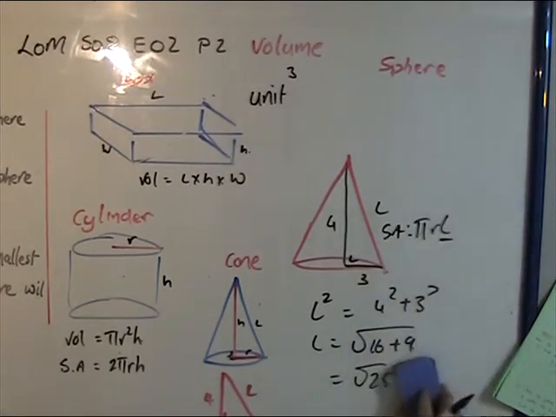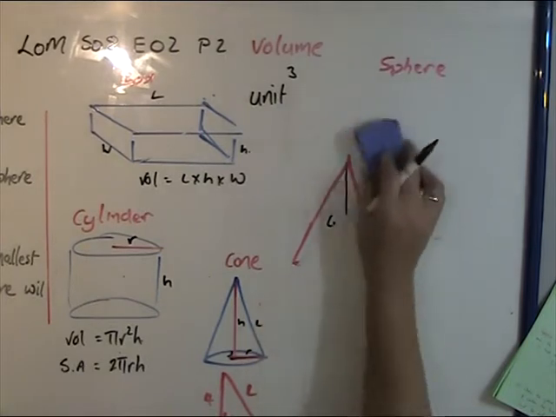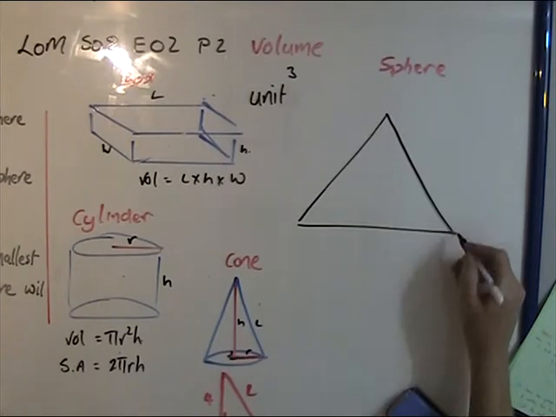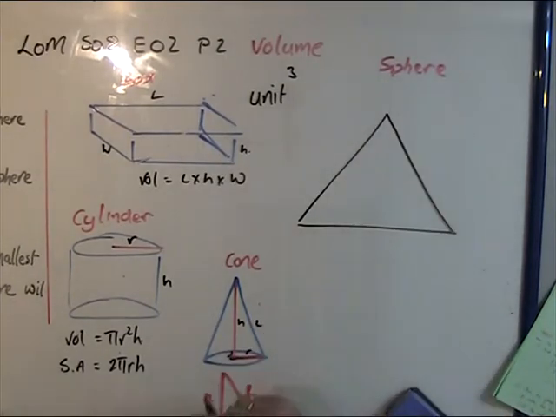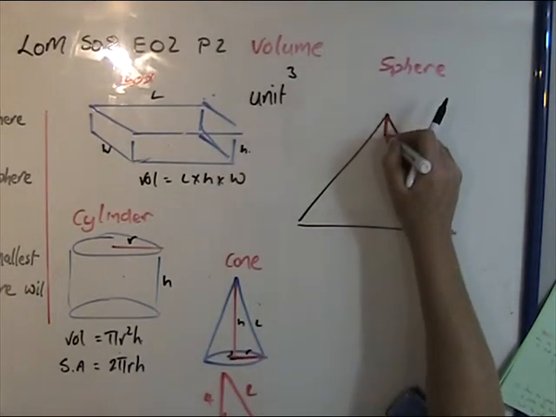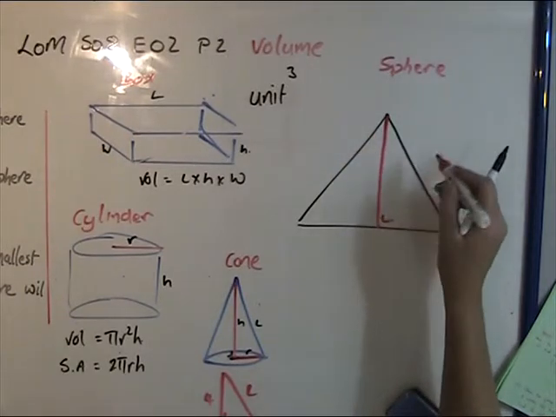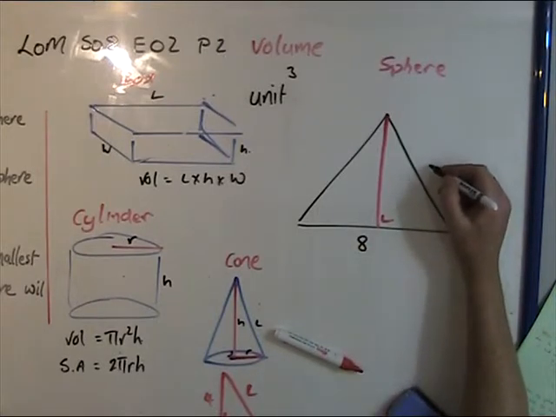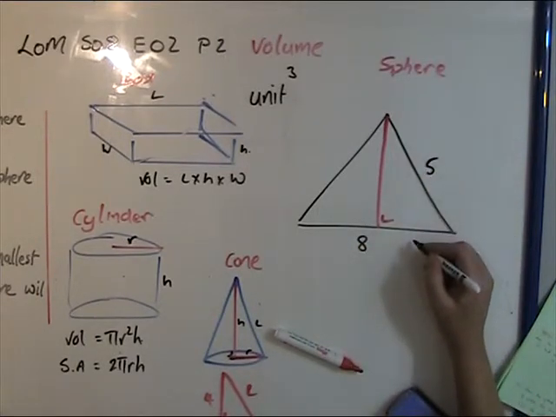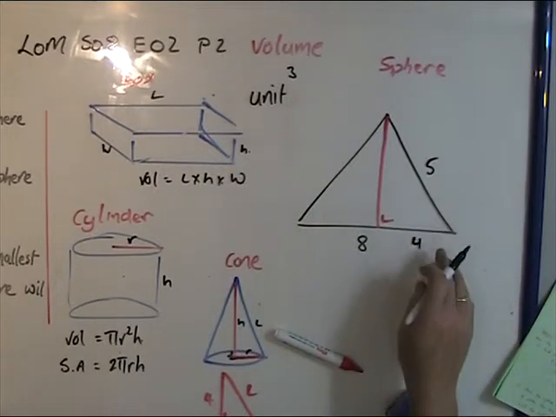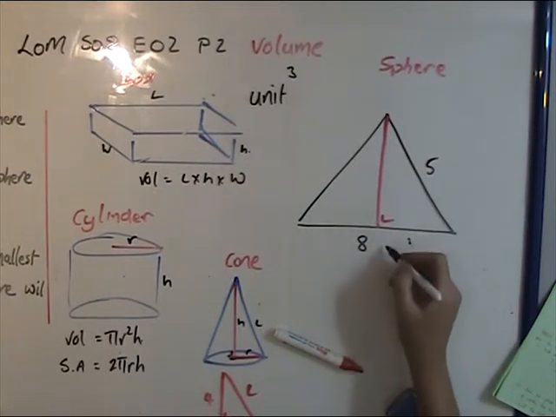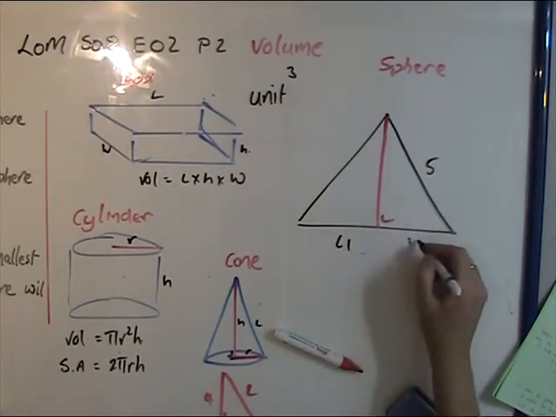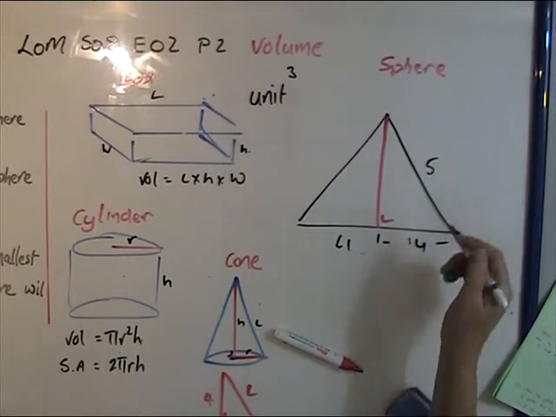We can do that with areas of triangles too. You might remember that we had a triangle here before, and we dropped the line here. Say the base is 8, and this side is 5 and this is 4 again. It's cut halfway, so from there to there is 4, and from there to there is 4. It's the same principle again.